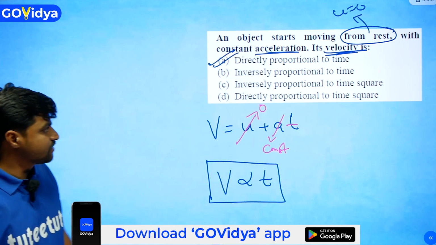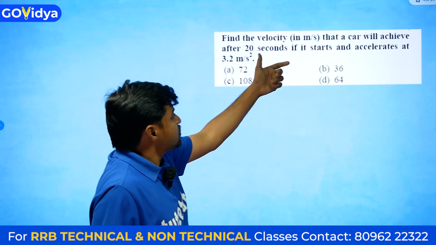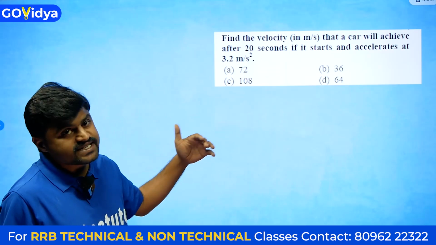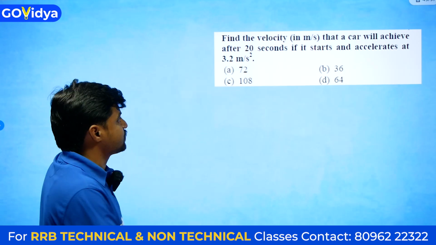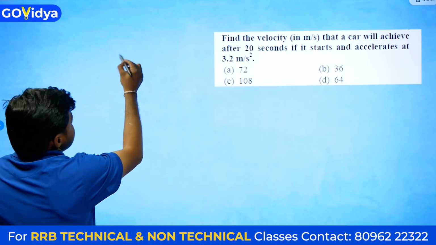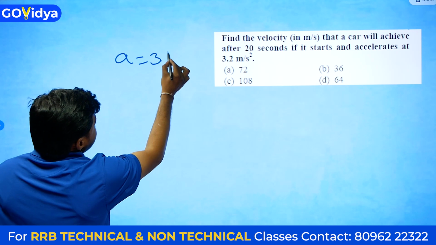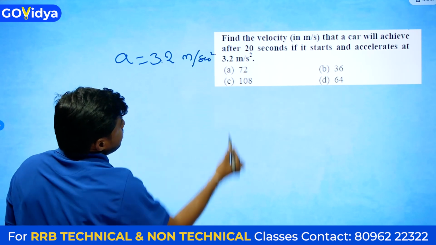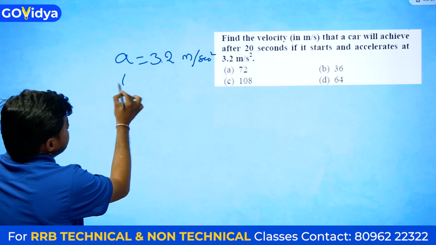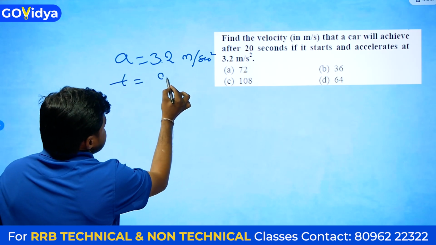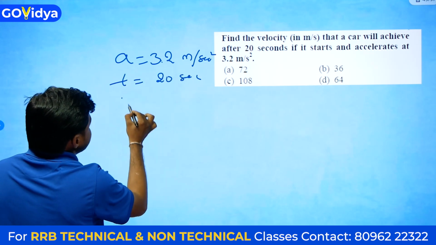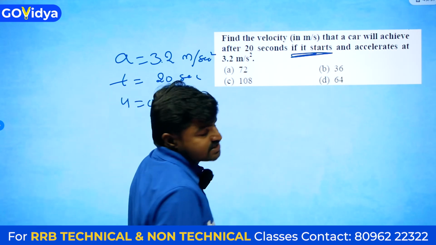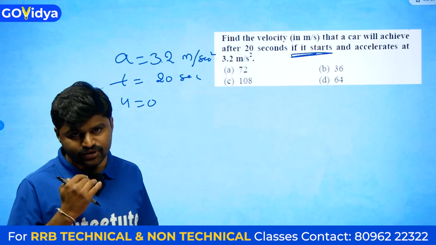Next question. Find the velocity in meters per second that the car will achieve after 20 seconds if it starts from rest and accelerates at 3.2 meters per second square. Acceleration is given, a is equal to 3.2 meters per second square. Time is given, t is equal to 20 seconds. And U is equal to 0. Why? Because it is starting from rest, so initial velocity is equal to 0.